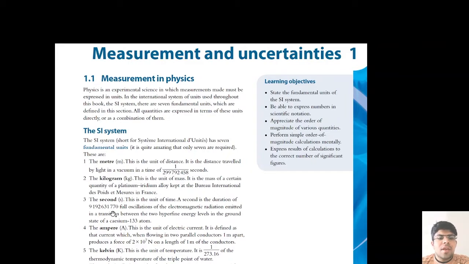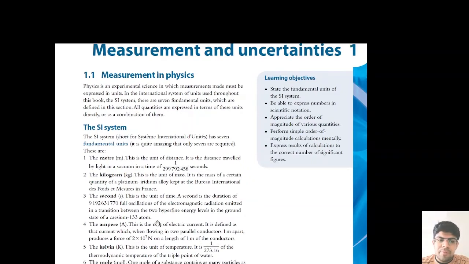Everyone knows. And then the second, this is the unit of time denoted by s. A second is the duration of 9,192,631,770 full oscillations of the electromagnetic radiation emitted in a transition between the two hyperfine energy levels in the ground state of cesium 133 atom.